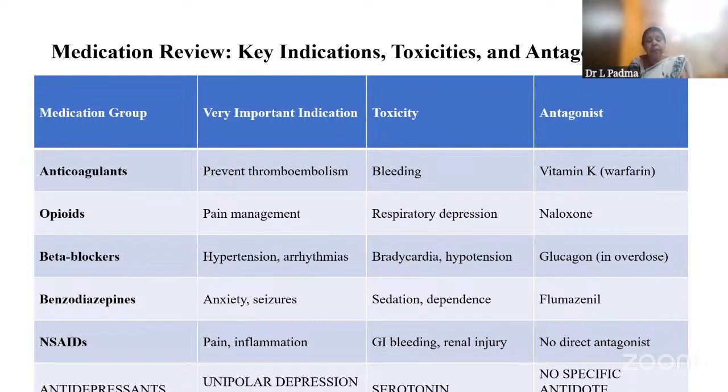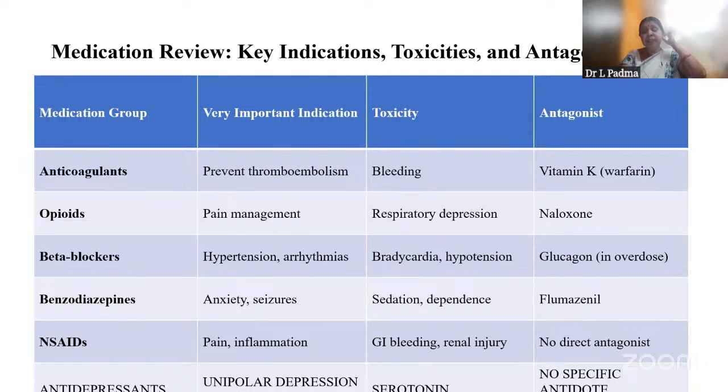There are non-benzodiazepines also, as I told you earlier: zopiclone, zolpidem, zaleplon, where the dependence is very, very less, though other actions are similar to benzodiazepines itself. So in acute overdose, you use flumazenil as the antagonist.